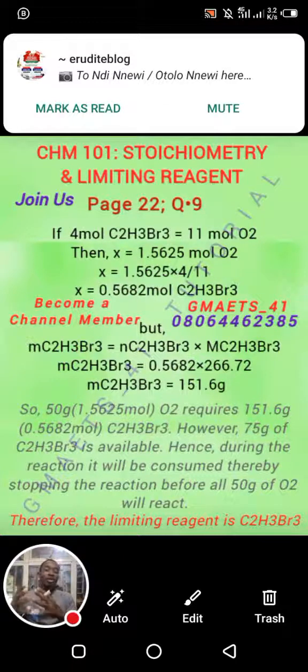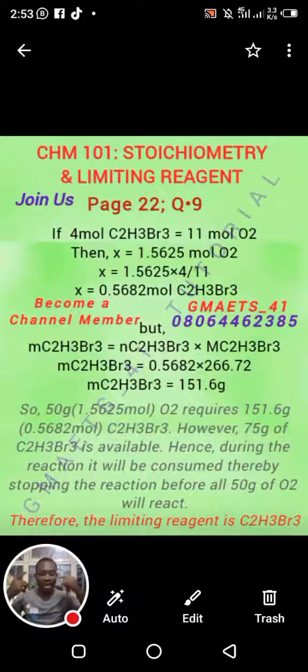So the whole idea is this. You can see the conclusion there. Are you following, right? From the calculation made, 50 grams of oxygen will require 151.6 grams of the organic compound. But only 75 grams of the organic compound is available. So it simply means that during the reaction, the whole 75 grams will be consumed before you even start talking about that 50 grams of oxygen.